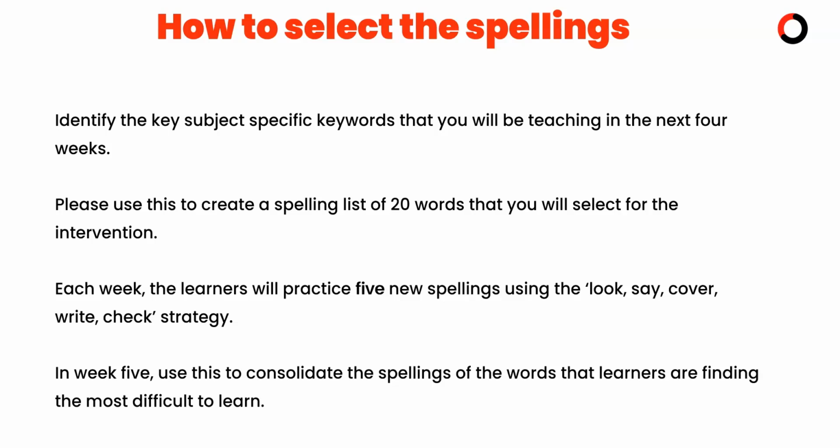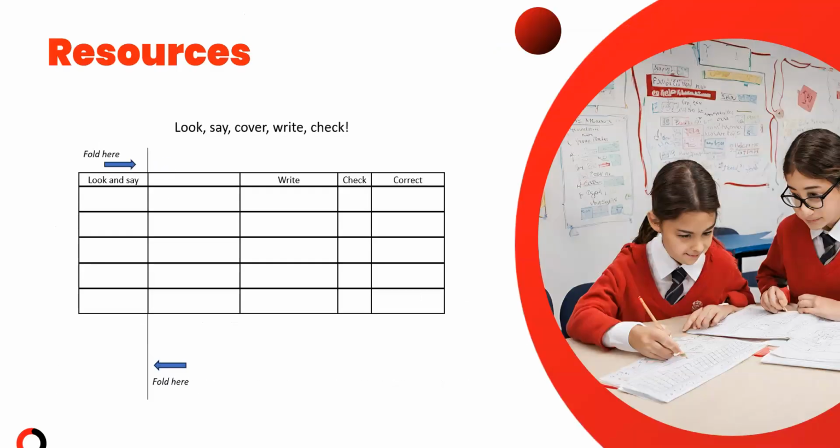So how to select the spellings. Identify the key subject-specific keywords that you'll be teaching in the next 4 weeks. Please use this to create a list of 20 spelling words that you will then use for the assessment, and this will be used as your pre and post assessment. Each week, the learners will then practice 5 new spellings using the look, say, cover, write, check. And then in week 5, use this time to consolidate the spellings of the words that learners are finding the most difficult. So again, the resources are in the resource folder.